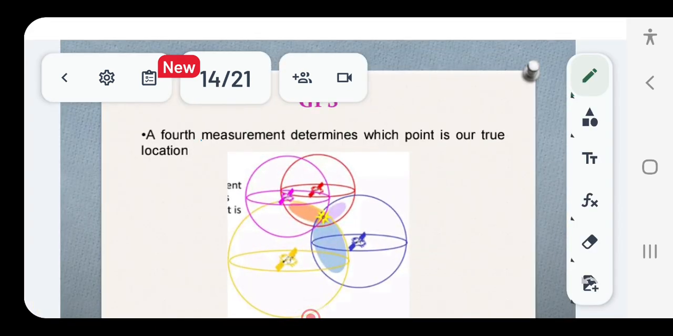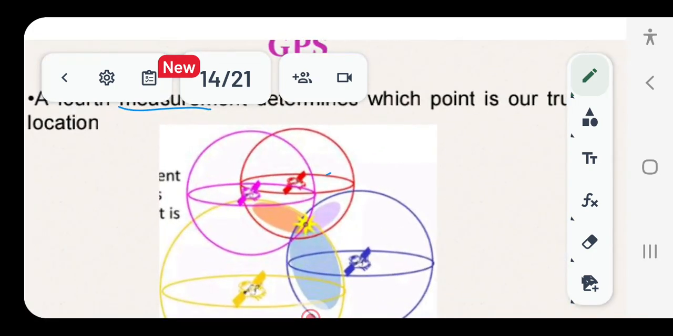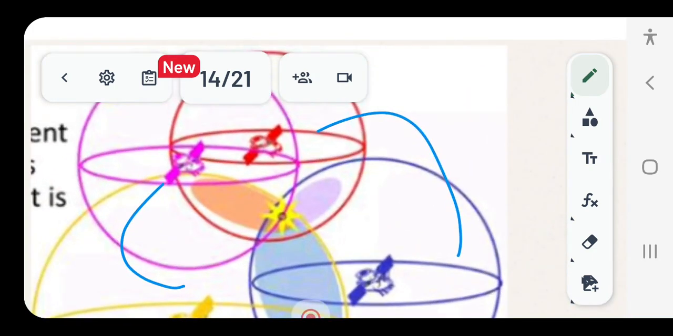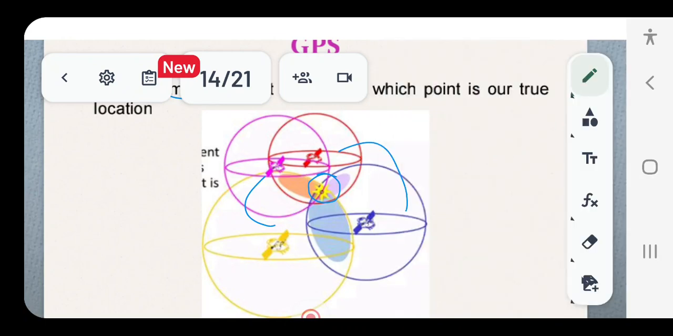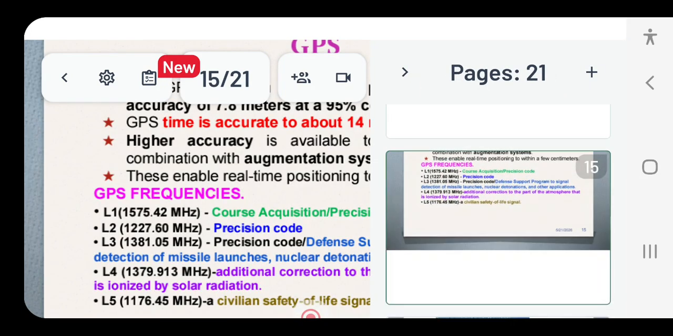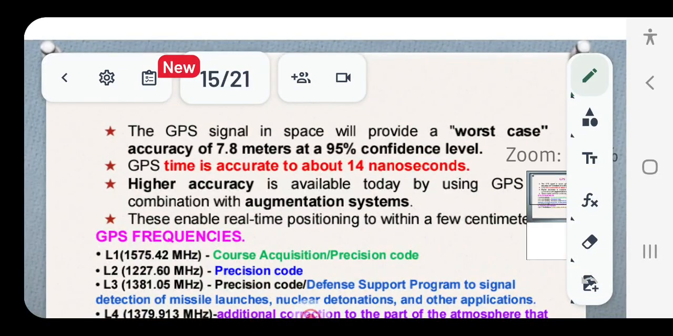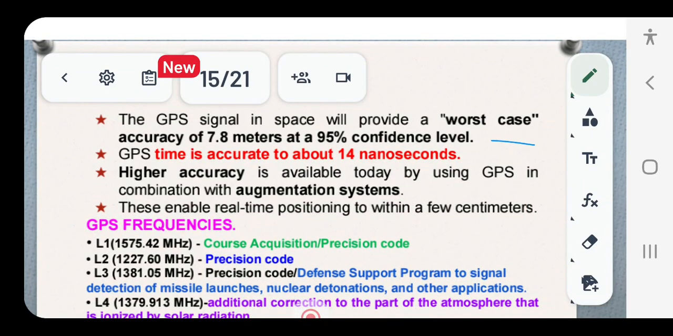And a fourth measurement now, which makes use of at least 4 satellites, and now the true location of the target is achieved as a single point. So this accuracy, if you want to gain, means at least, as you can see from the picture, minimum 4 satellites ought to be involved and 4 measurements ought to be done. And the worst case accuracy is 7.8 meters at 95% confidence level. The time accuracy is about 14 nanoseconds.